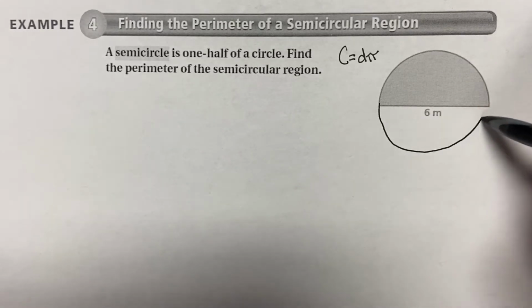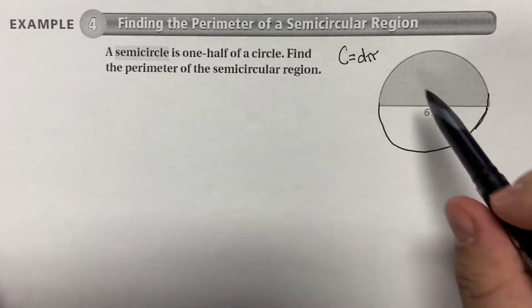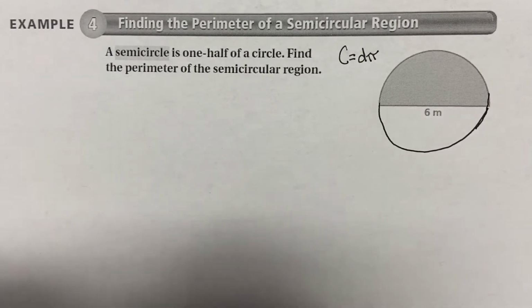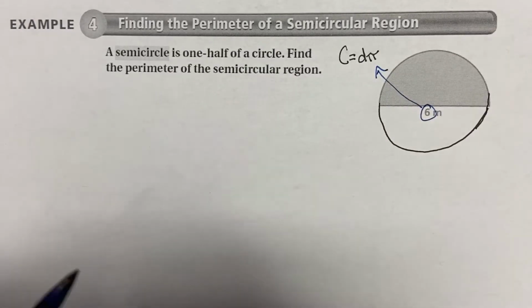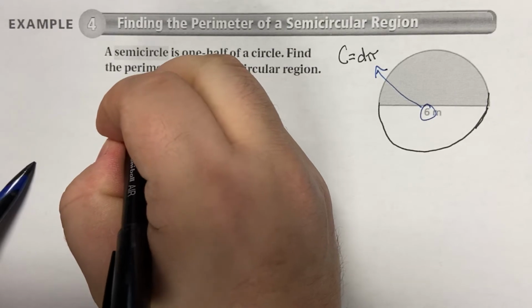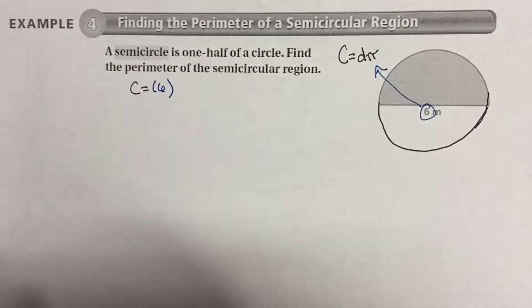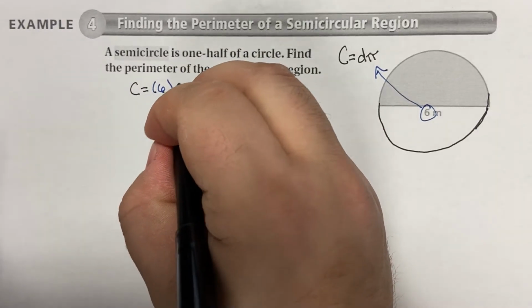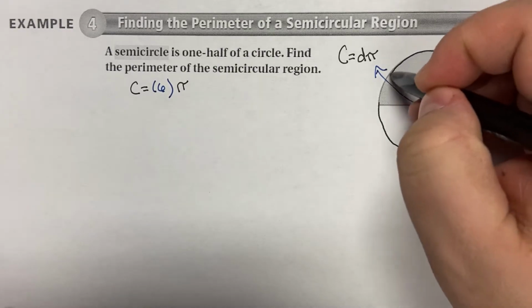So if this was complete, if Mr. Speeds could draw a better circle, if this was complete, that's saying that if I take this 6 and I put it in here and I get circumference equals diameter, which again was 6, times pi, then that would be the measure of the entire outside of my circle.